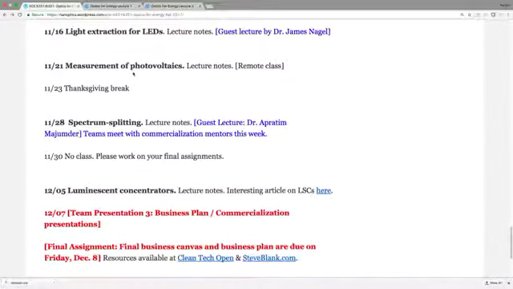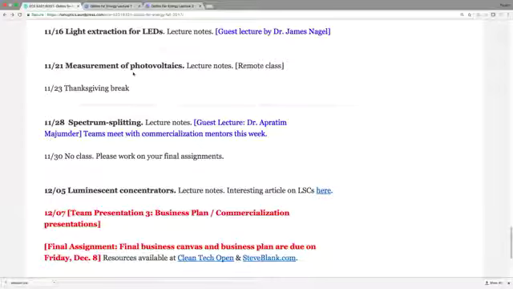And then finally, we'll talk about measurement of photovoltaics, which basically means how do you characterize solar cells. Then we have Thanksgiving break, and we'll talk about spectrum splitting, some new things coming in the future based on some research from my lab about how we can improve the efficiency of solar cells, which is a very important and high impact project.